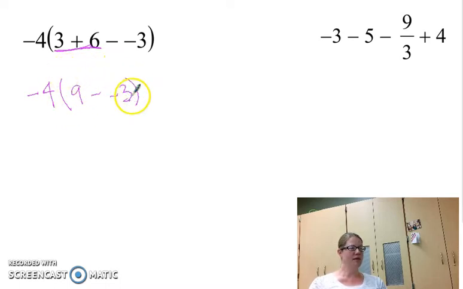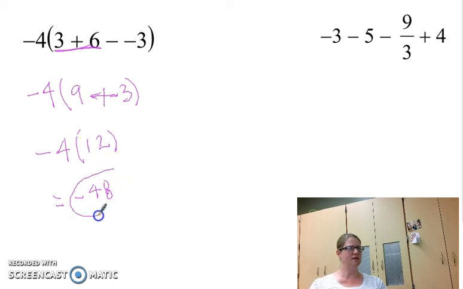Alright, so now again, I still have my parentheses here. I'm still working inside the parentheses, and I'm going to do this 9 minus negative 3 next. So again, I'll rewrite the problem. I'm going to keep the negative 4 out front. If I do 9 minus negative 3, remember that if I subtract a negative, that becomes positive. So this is really 9 plus 3, and 9 plus 3 is 12. So now I have negative 4 times 12, and that is equal to negative 48. Remember, negative times a positive is negative. So if I evaluate this using my order of operations, I'm going to get negative 48.